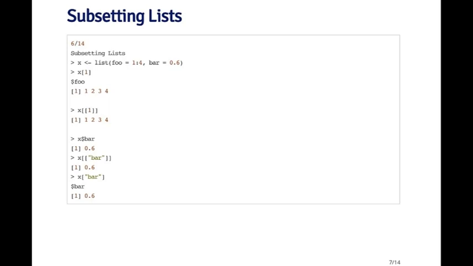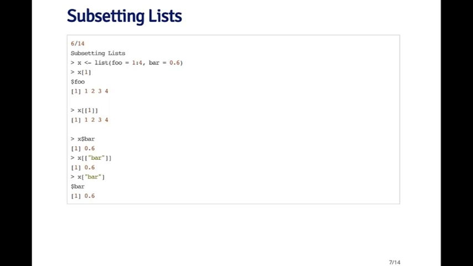In the next example here, I'm using the $, so I'm saying x $bar, and what that means is that it gives me the element that is associated with the name bar. So in that case, it's a single number 0.6. I can also use the double bracket operator and pass it a string. So x double bracket quote bar is the same as doing x $bar, and it just gives me 0.6. If I use the single bracket with the name, I can say x bracket quote bar. That gives me a list with the element bar in it. So remember, the single bracket always returns a list if I'm going to subset a list.